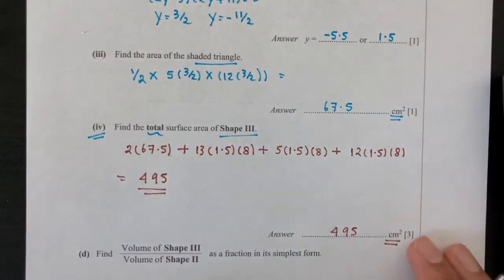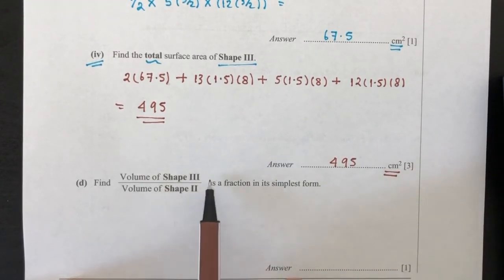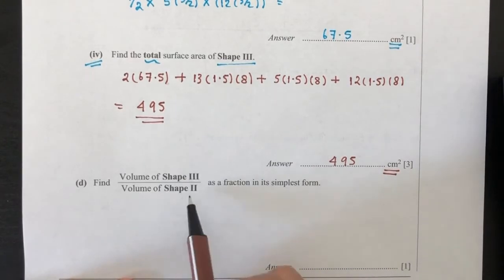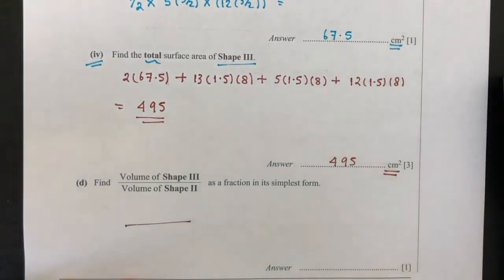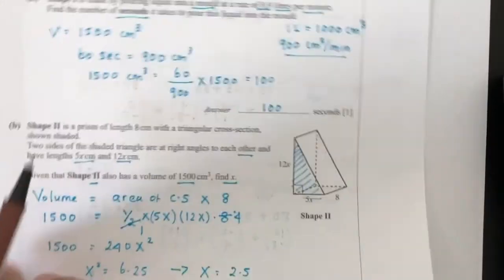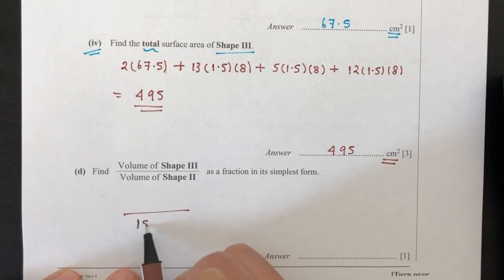Good. Now for part 4, find the ratio of the volume of shape 3 and the volume of shape 2. Pretty easy, we can just replace. What is the volume of shape 2? As you have seen, it was given to you by this value, 1500. So 1500 is the volume of shape 2.